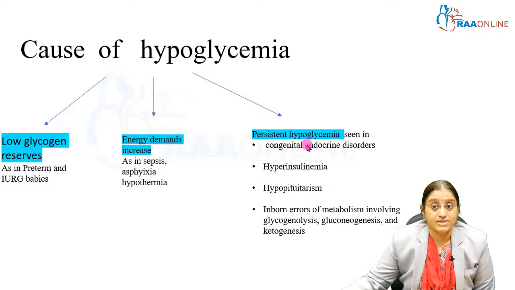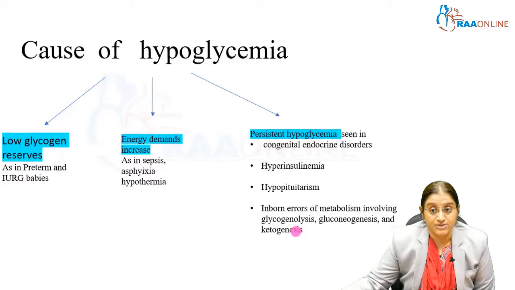Persistent hypoglycemia can be because of certain congenital disorders like congenital endocrine disorders, such as hypopituitarism and congenital adrenal hyperplasia, or because of congenital hyperinsulinemia. It can also be because of acquired hyperinsulinemia as seen in gestational diabetes mellitus, hypopituitarism, and inborn errors of metabolism, where there is a defect in conversion of alternate pathways into glucose, and hence babies are not able to generate adequate glucose when they are not getting sufficient glucose through an external source like feeding.